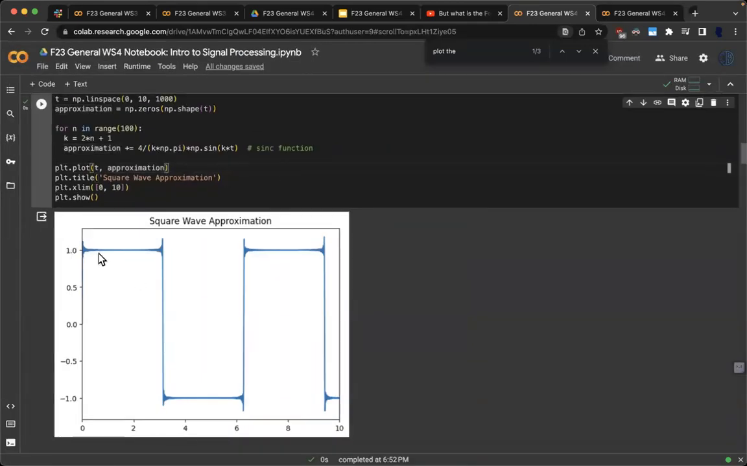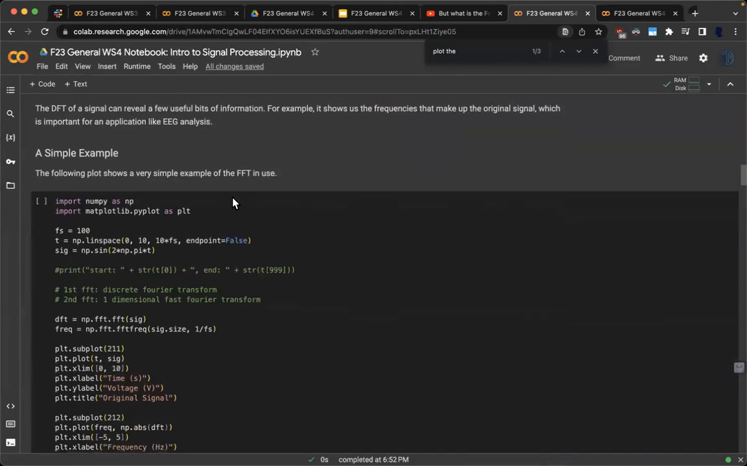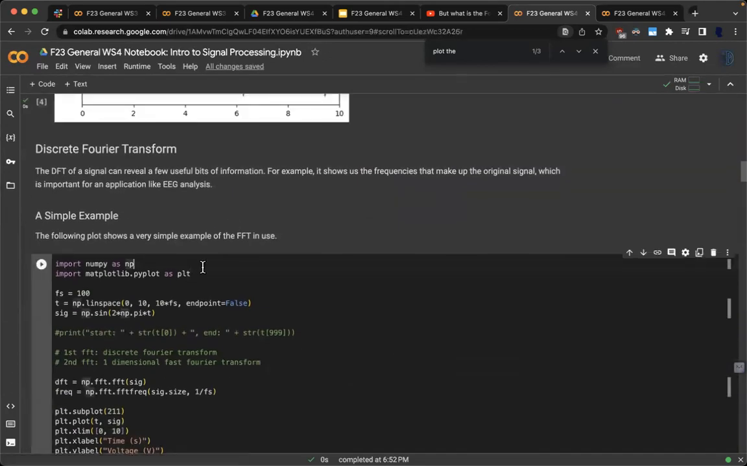Honestly, this is not going to be used too much in signal processing, but it is related to the Fourier transform. It's actually kind of like the inverse of that in a way. And now we'll get into the discrete Fourier transform.